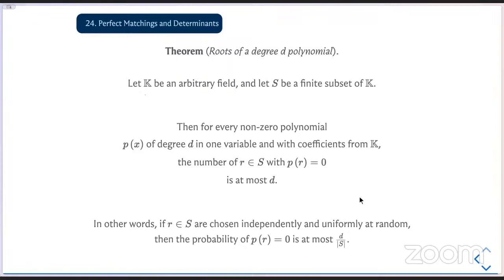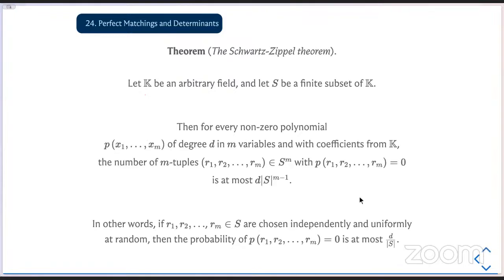We're going to try and extend this to the multivariate case. It's pretty similar, actually. Now we have an m-variate polynomial of degree d, with coefficients from this field K. The question is, how many m-tuples are there that send this polynomial to 0? Well, that's going to be at most d over the size of S, times |S|^m, or rather d·|S|^(m-1).